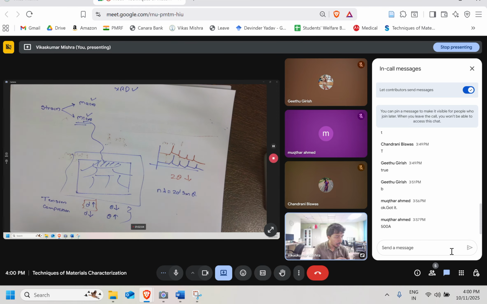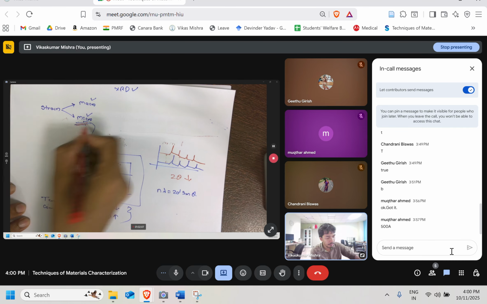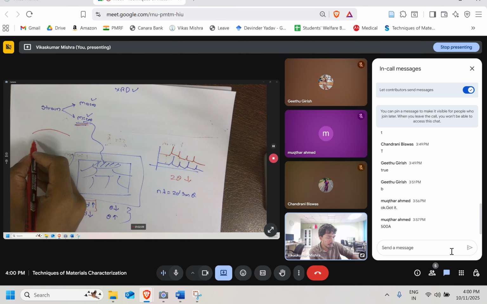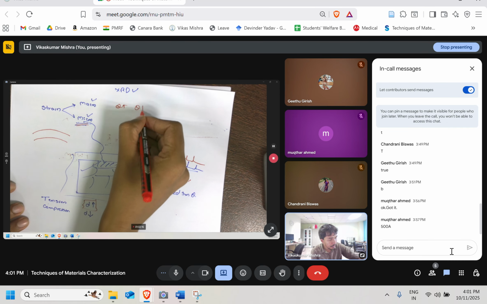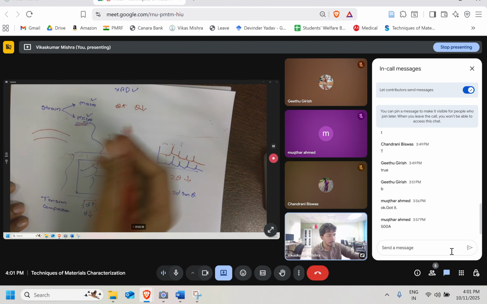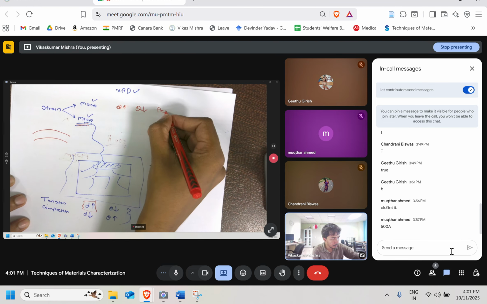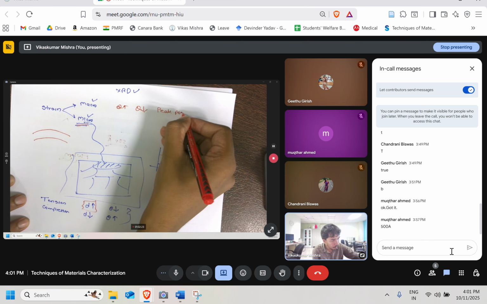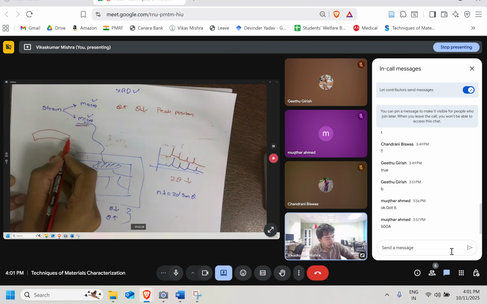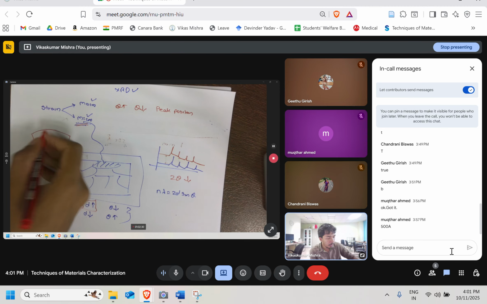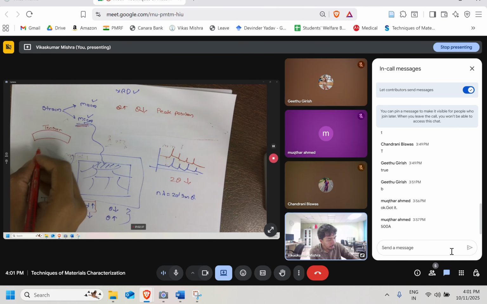Now the microstrain is the local strain. In this case, either theta will increase or theta will decrease, so it will affect the peak position, we can say. In the case of microstrain, it can be within a grain. A grain or a particular region can be under tension, and it can be under compression.